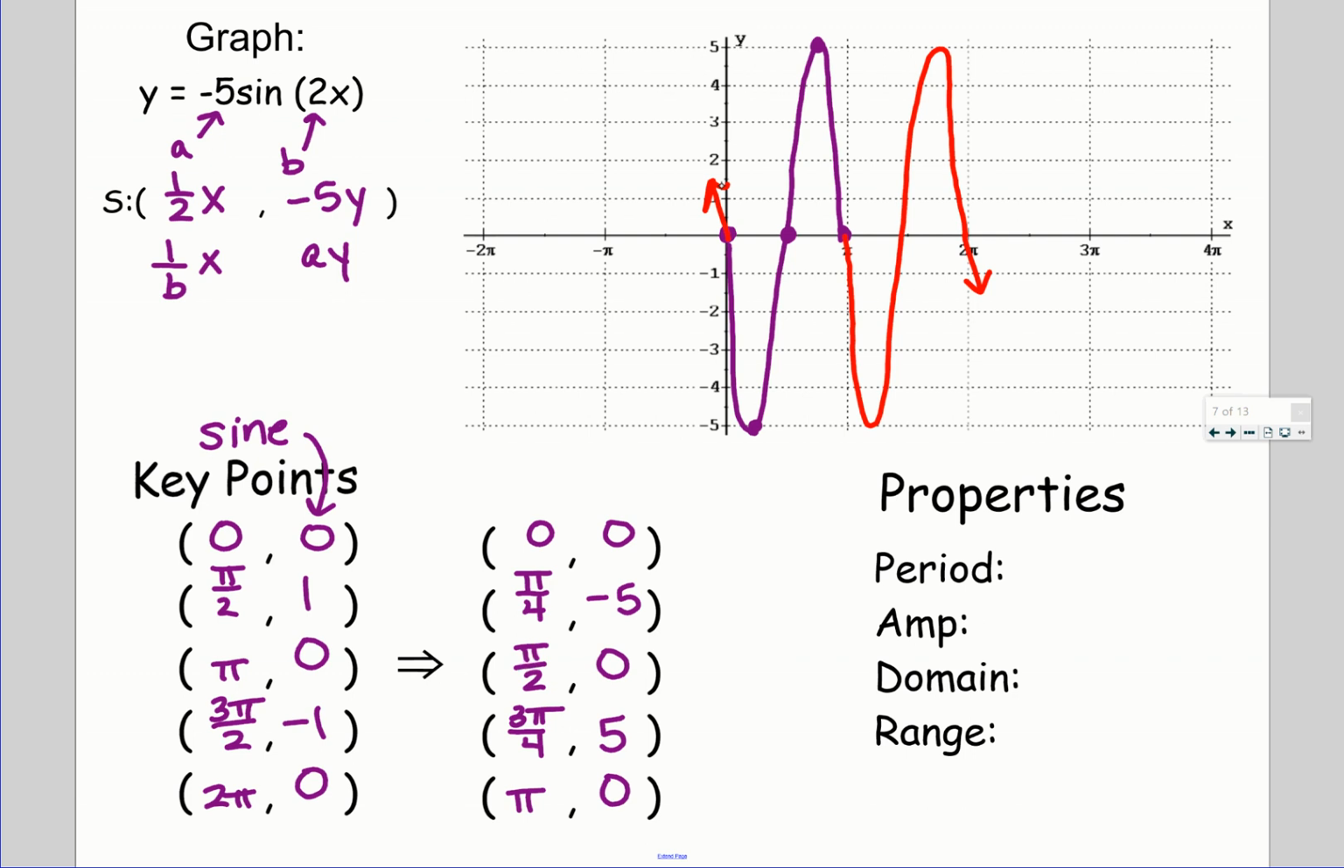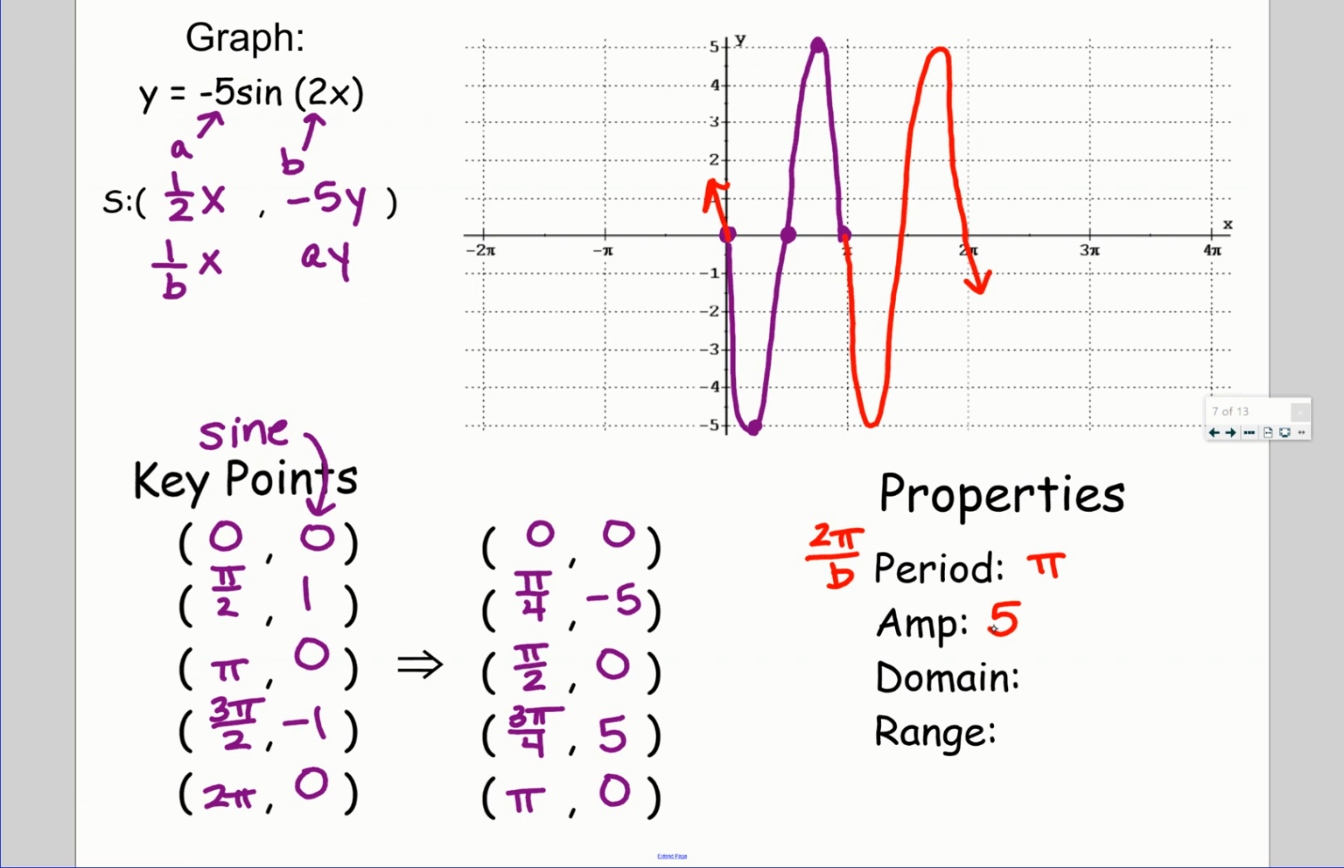Okay, so naming the properties. You guys can use the picture to name the properties or the equation. Sometimes the equation's easier. For example, period, I would just do 2 pi over b. And what was my b value here? 2. So 2 pi over 2 is pi. Do you see that in the picture? That the length of one wave from start to finish is pi units wide, pi units long, okay? Amplitude, you can think of it as half the height of the wave or the absolute value of A. The height of this wave is 10, divided by 2 is 5. It's also the absolute value of -5.